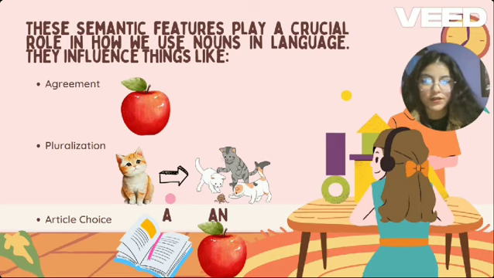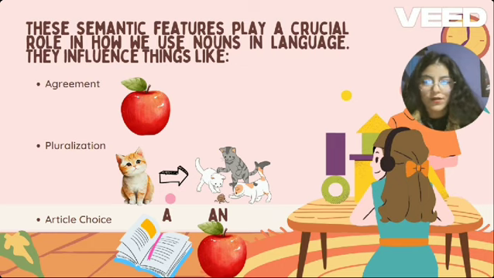Secondly, pluralization. The semantic features of nouns impact how their plural forms are created. The plural is formed based on the noun's countability feature. For instance, the plural of the countable noun cat is cats.